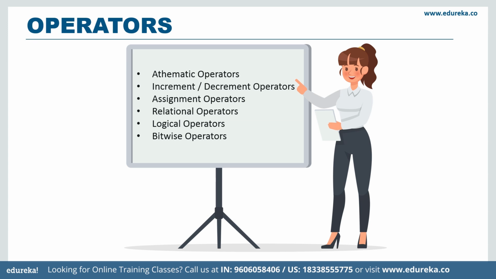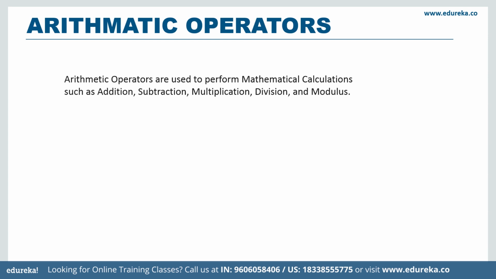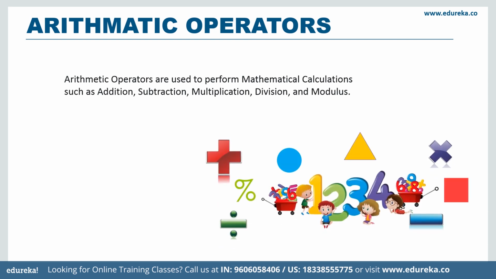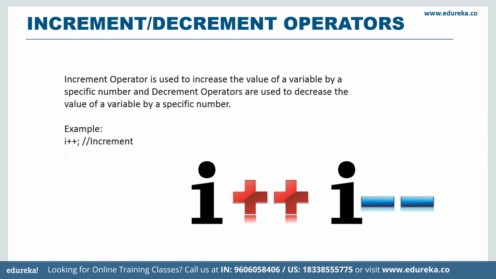Let us understand each one of those in a much better way. Firstly, we have the arithmetic operators. Arithmetic operators are used to perform mathematical calculations such as addition, subtraction, multiplication, division, and modulus. Followed by this, we have the increment or decrement operators. The increment operator is used to increase the value of a variable by a specific number, whereas the decrement operator is used to decrease the value of a variable by a specific number.